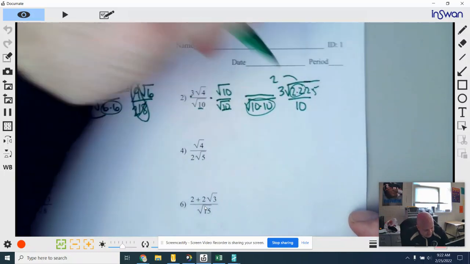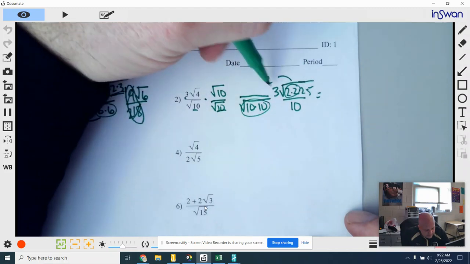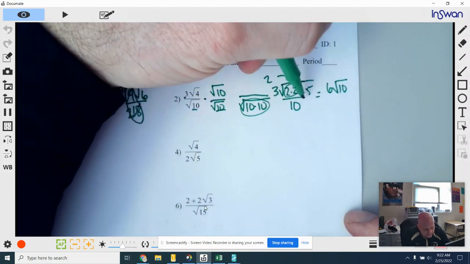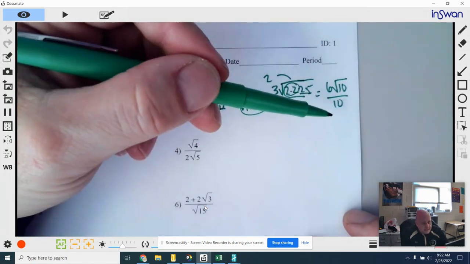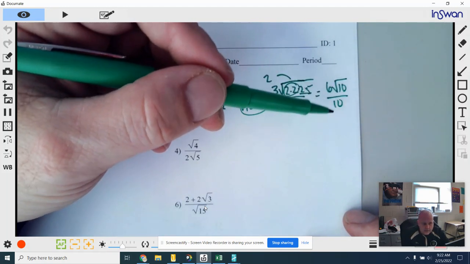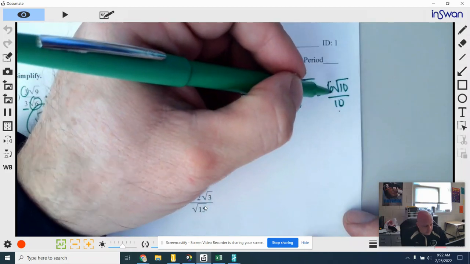Okay, so 2 comes out as multiplied with that 3 there. So then we have 2 times 3, which is 6. And then we have this root 10, from the 2 times 5, over 10. Now, this 10 cannot reduce with that 10 because they're totally different. One's under a radical symbol, one's not. However, the 6 and the 10, those are going to reduce because they're both even.